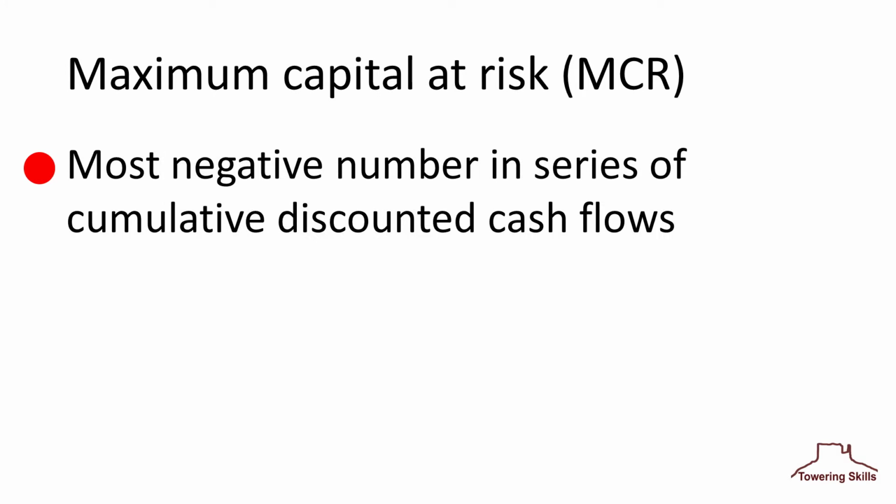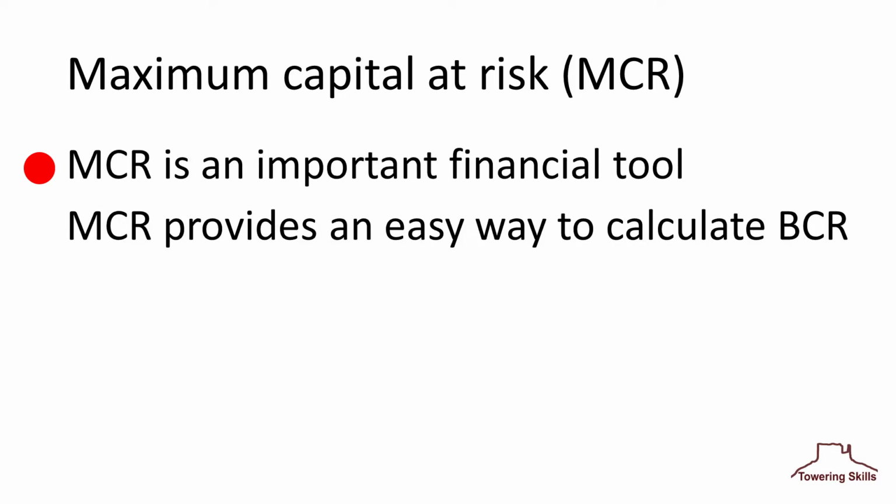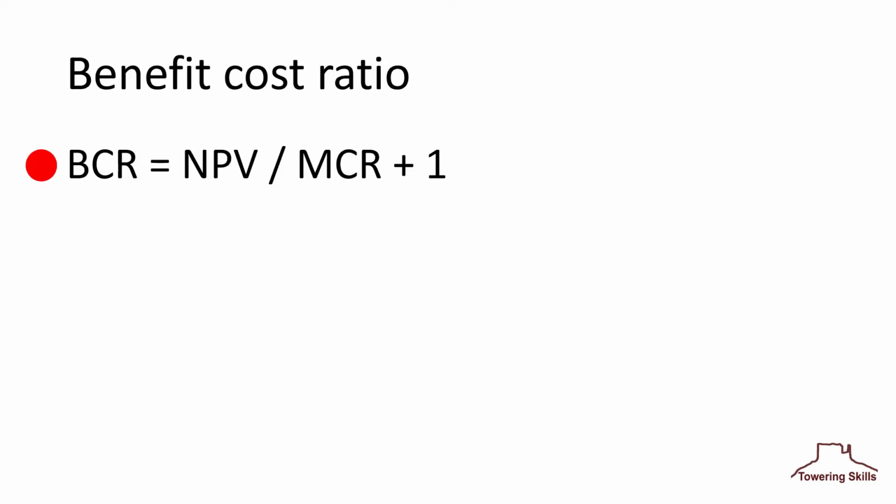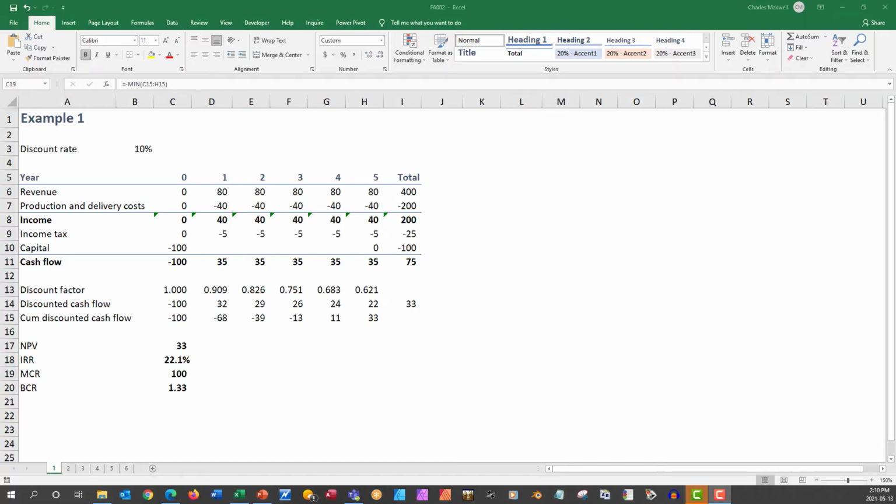The maximum capital at risk is the most negative number in the series of cumulative discounted cash flows for a project. The maximum capital at risk is not only important in itself, but it also provides a convenient means to determine the benefit-cost ratio. The formula for calculating the benefit-cost ratio is BCR equals MPV divided by MCR plus 1. Now let's look at some examples.